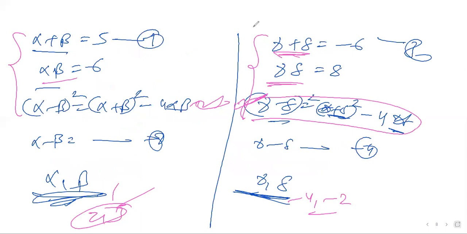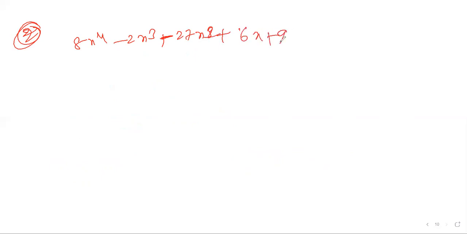This question is very important. If you understand this question, the next questions depend upon this process only. Let us move to the next question. For the second question, I'll give some hint and move forward. The case is simple: 8x power 4 minus 2x cube minus 27x square plus 6x plus 9 is equal to 0. This is a fourth order equation.